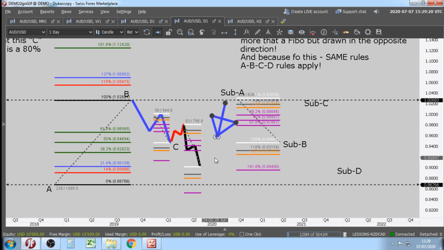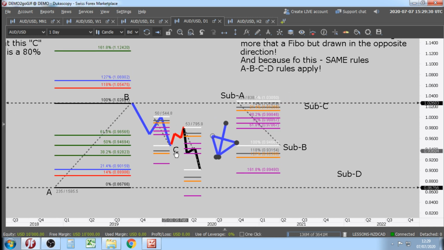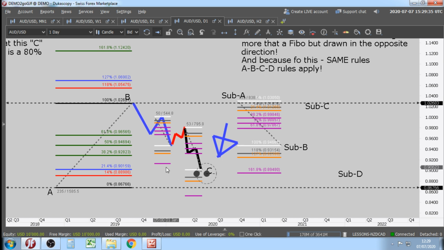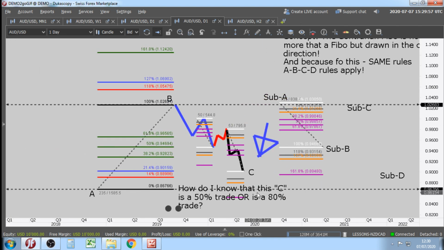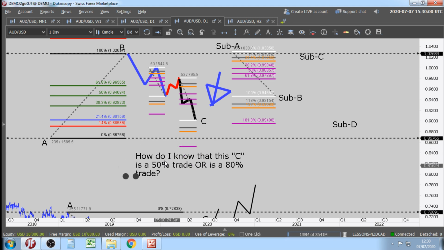Now look in here, what is happening? So I just moved my C down here, because what is the C? The C is the lowest point, not necessarily a low, but it's the lowest point inside the AB boundary before the market hits the appropriate extension. So I just lowered my C because the market pushed lower, and when this happens, now I have the same question.